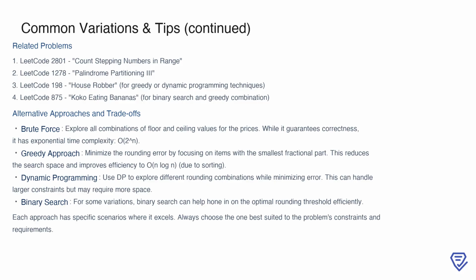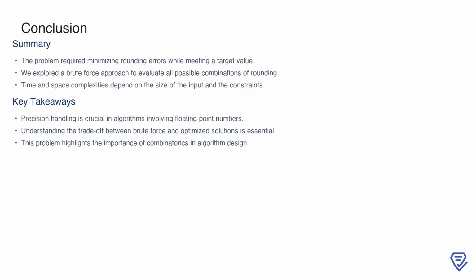Dynamic programming can also be used to explore rounding combinations systematically, which is great for handling larger constraints, though it may demand more space. Finally, binary search can sometimes be applied to efficiently pinpoint the optimal rounding threshold. Each of these approaches has its strengths, so the choice depends on the specific constraints and requirements of the problem you're solving. Great job! To recap, we tackled the minimize rounding error to meet target problem, focusing on precision and algorithmic trade-offs. I hope you found this session insightful.